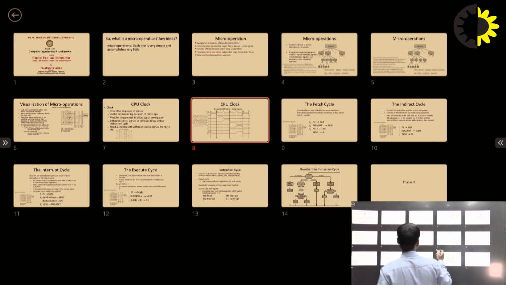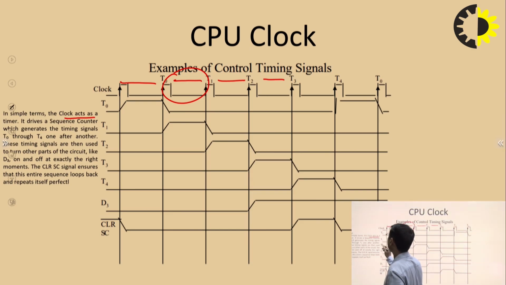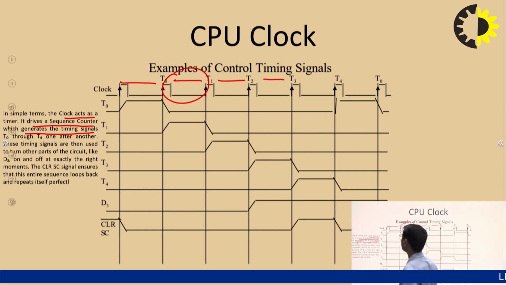So it acts as a timer. Okay. Now if we see, it drives a sequence counter which generates the timing signal through T0 to T4. So what is the purpose of this clock? It generates timing signals from T0 to T4, one after another. These timing signals are used to turn on other parts of the circuit.